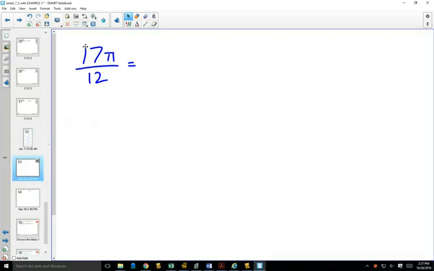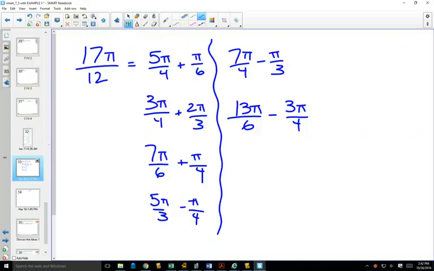Okay? So once you think you found one, let me know. I'll write it up on the board. But I want to see if each one of you can come up with a unique way of adding up to 17 pi over 12. Now, this is a good list that we've come up with so far. I want you to look at the list and see if you can find a pattern.